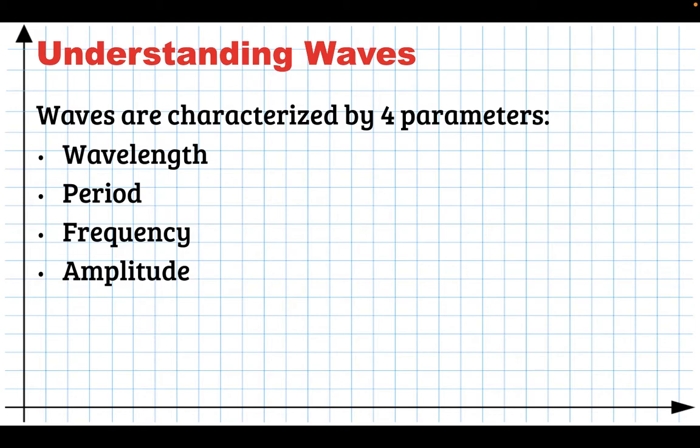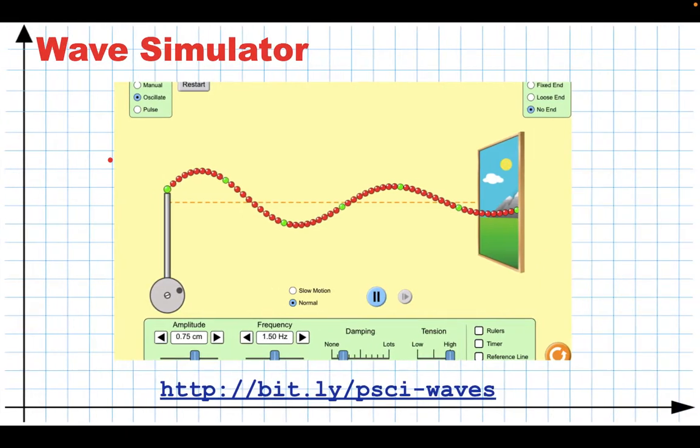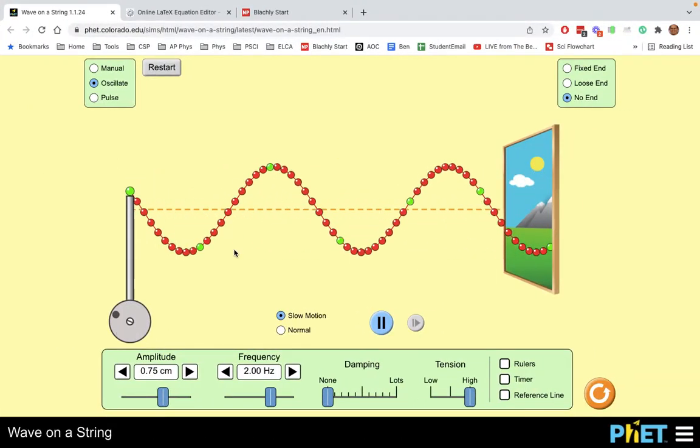All right, so when we talk about waves, we talk about 4 parameters. We talk about the period and the frequency, which you are used to. We talk about the amplitude, which is how big the disturbance is, and we talk about the wavelength. Okay, so let me go back to my simulator here and try to explain those.